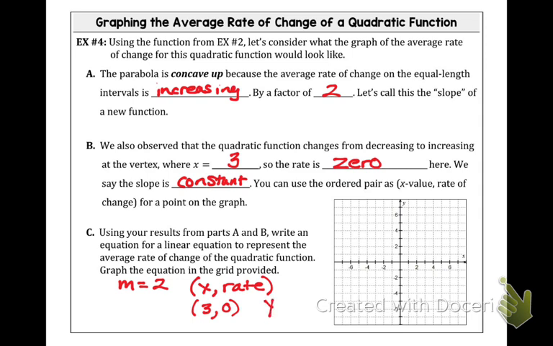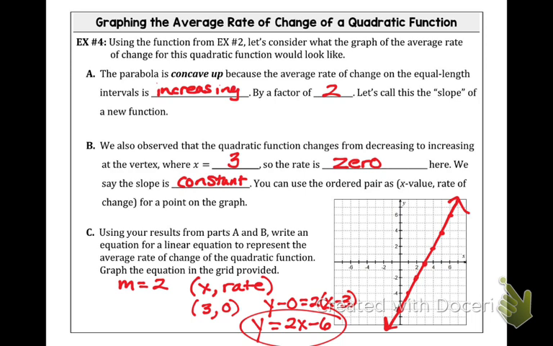Hopefully. y minus my y, so y minus 0 equals my slope of 2 times x minus my x, which is 3. So we get y equals 2x minus 6. That's your answer there. Can we graph it? Yep, start at -6, up 2 over 1. Throw a few dots in there until you feel confident about making a straight line, or use a ruler. And there's our line. Okay, so there is the graph of our average rate of change.